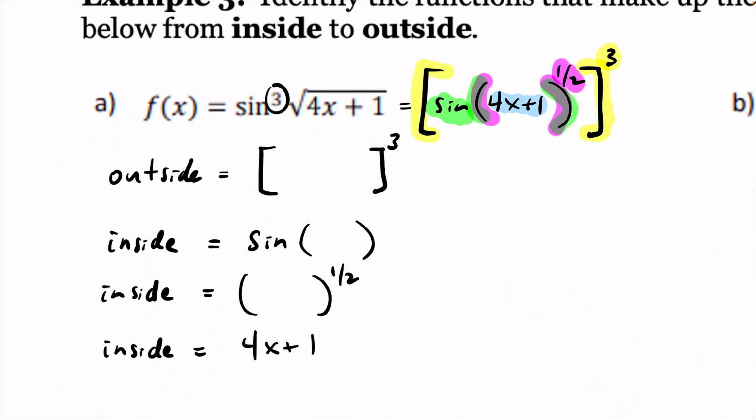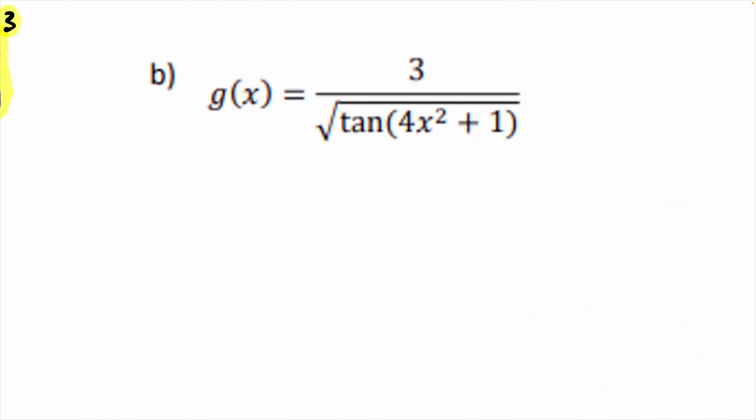Okay, let's see B. Take a look at B. How many layers do you think B is going to have? I think it only has 3, because it doesn't have a square root over x squared plus 1. 3.